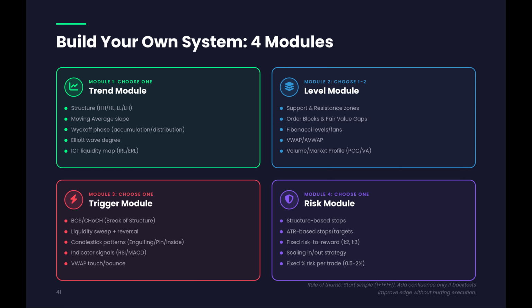Here you can choose 1 or 2 methods if they complement each other. Perhaps you use support and resistance from price action plus Fibonacci confluences, or perhaps order blocks plus VWAP. The key is that your chosen levels should be clear, objective, and testable. If 2 independent methods both point to the same zone, that's confluence, that's powerful.